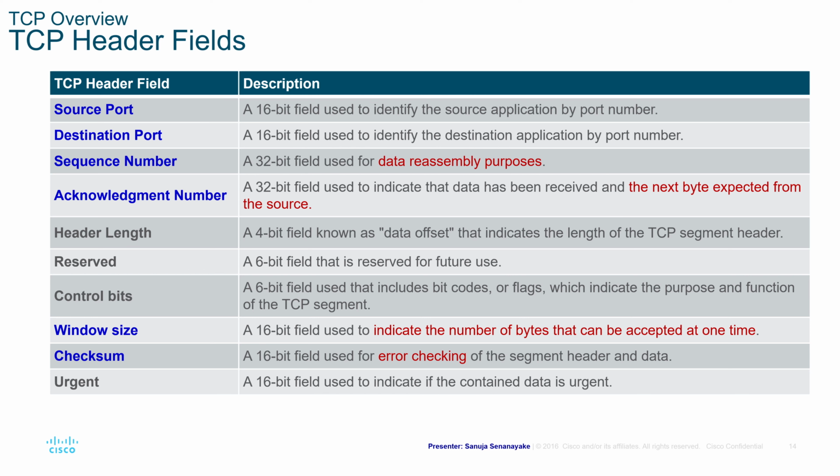The window size is a 16-bit field used to indicate the number of bytes that can be accepted at one time, while the checksum is like a fingerprint, a 16-bit field used for error checking of the segment header and the data. So for your exams and quizzes for this particular class and lecture series, what you need to remember are the ones that are highlighted in blue. Those are very important concepts and you should know them by heart.